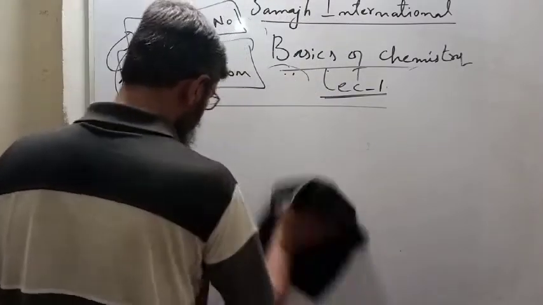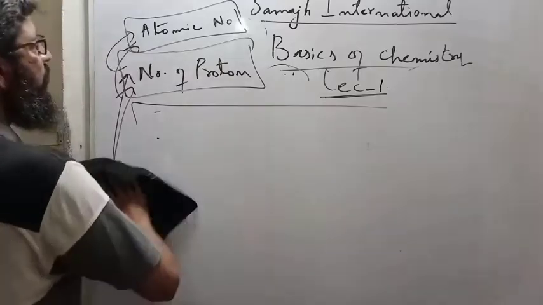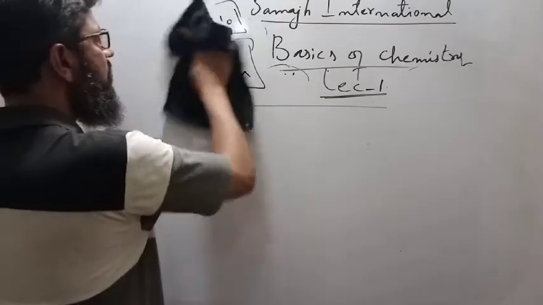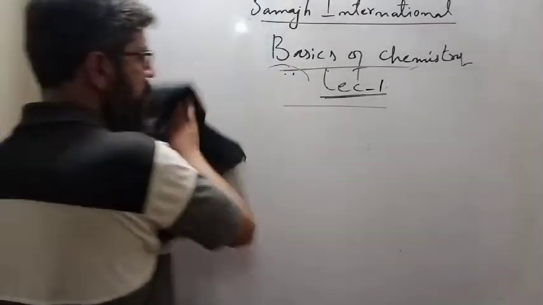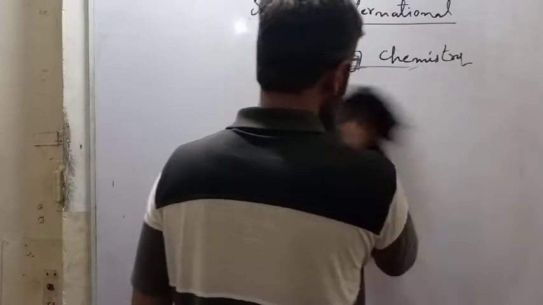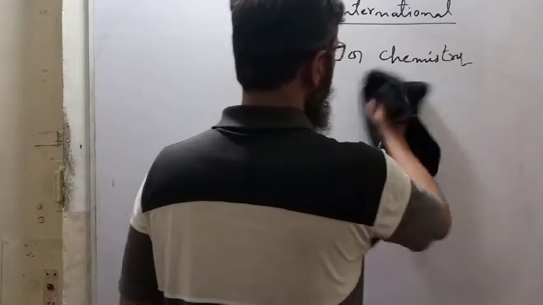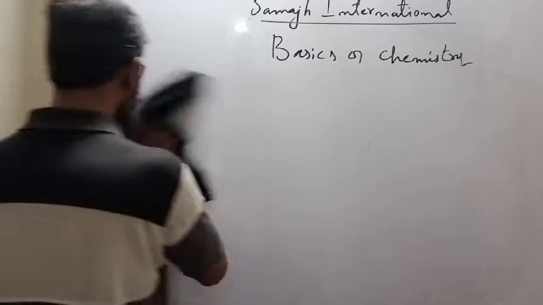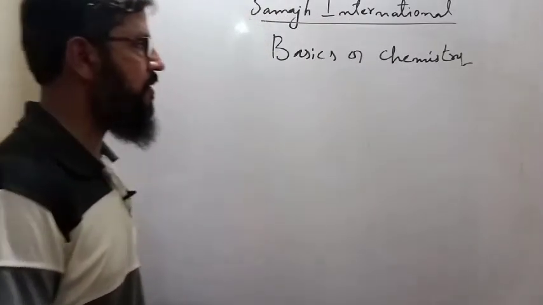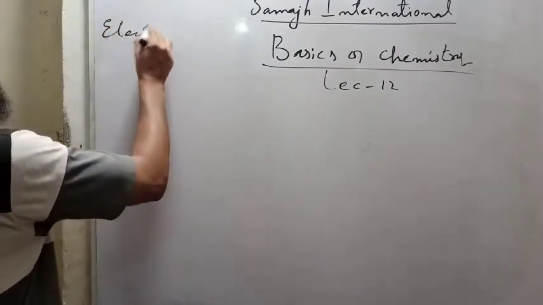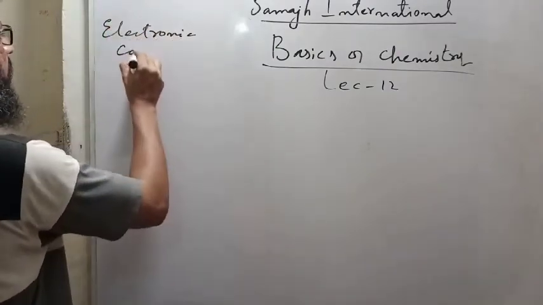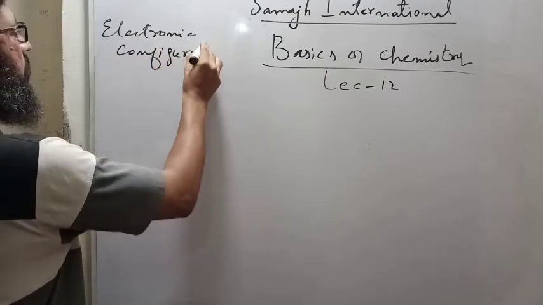Now, let's start. What is this electronic configuration? Keep this very important thing in your mind that you are beginners, not at advanced level. So, better to tell you something simple. It's really a bit confusing and complex word, electronic configuration. Lecture 12, electronic configuration.